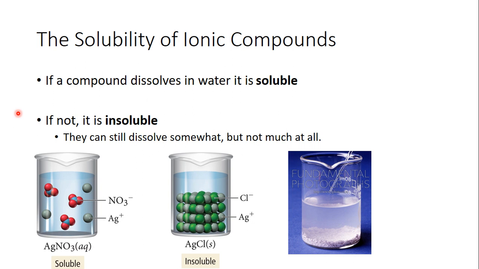Now, not all compounds dissolve. If something does dissolve in water, we say it's soluble, but if something does not dissolve, we say it's insoluble. Although things will still dissolve on a very small scale, we will generally say they're insoluble if they form a solid in water, such as silver chloride. Silver chloride does not dissolve in water, so it is insoluble.